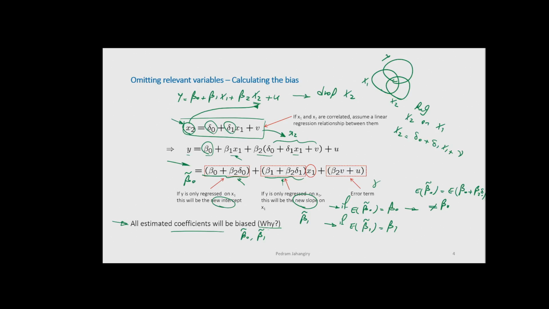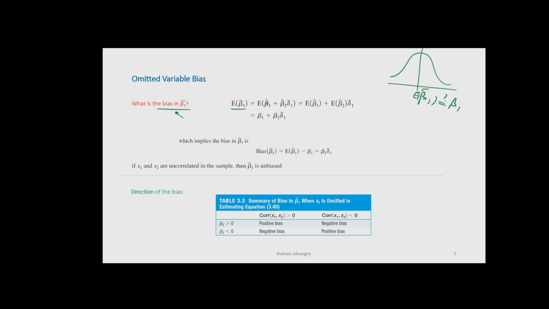But we are dealing with the estimated versions. So it's going to be the expected value of beta hat 1 plus beta hat 2 delta tilde 1. Again, I could use a delta hat, but the textbook just used delta tilde. It really doesn't matter. The point is that it's estimated. Then, using the properties of expectation, it's going to be the expected value of beta hat 1 plus the expected value of beta hat 2 multiplied by delta tilde 1. We know that in the true model, the expected value of beta hat 1 is equal to beta 1.